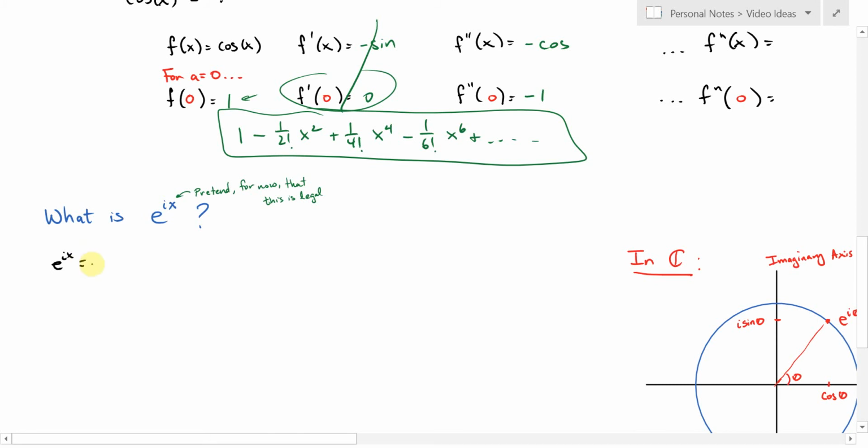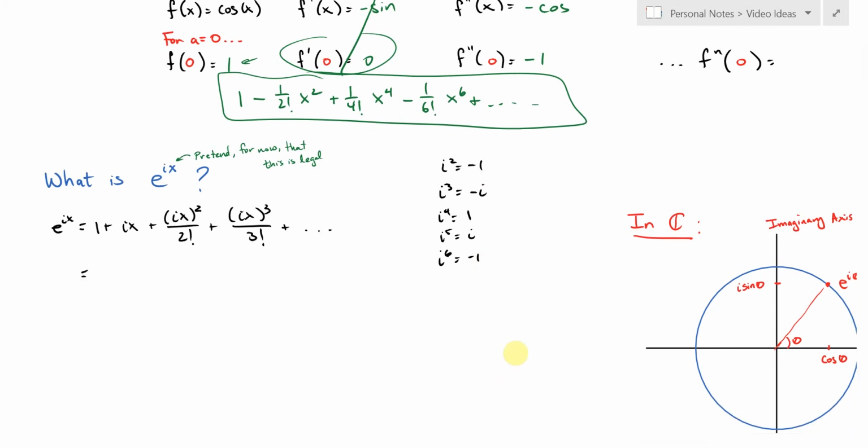with ix. So it's equal to 1 plus, instead of x, we're going to write ix, plus, instead of x squared over 2 factorial, we're going to write ix squared over 2 factorial, plus ix cubed over 3 factorial, plus dot dot dot. So now we can simplify this a little, because remember, i squared is equal to negative 1, i cubed is equal to negative 1 times i, which is negative i, i to the 4th is equal to 1, i to the 5th, we're back to i, i to the 6th, we're back to negative 1, etc., etc.